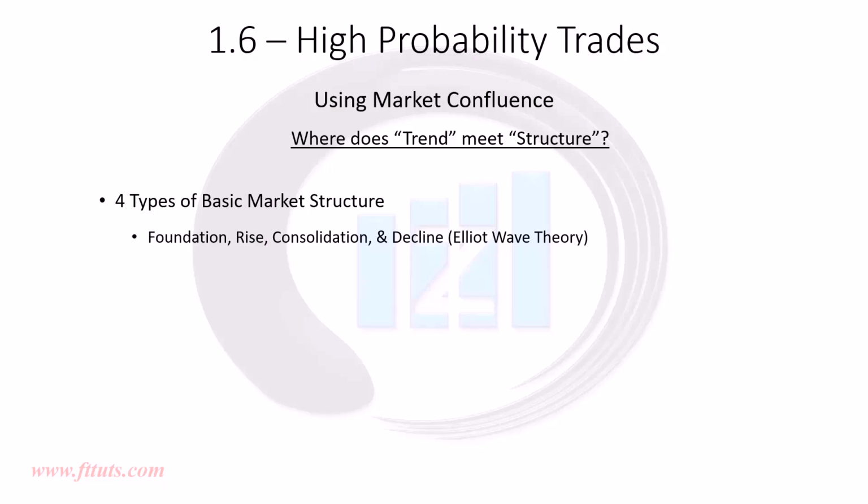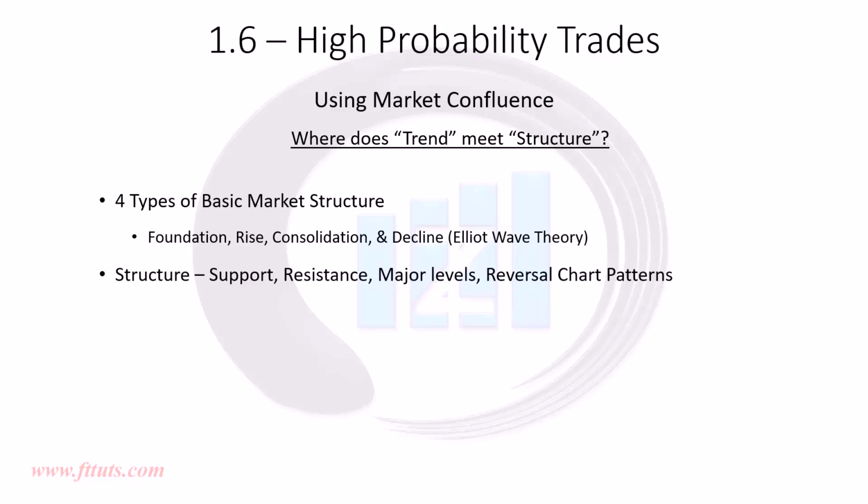We have our 4 basic types of market structure. You have your level 1, which is your foundation. We'll talk about an uptrend with your 5 impulse waves and then your 3 retracement waves. Then you have rise, consolidation, and decline. I'll go over that a little more in a second. Then you have your structure as far as support and resistance. When we talk about basic market structure when it comes to movement, we're talking about the Elliott Wave theory. But when we talk about market structure, and don't get those 2 confused, when it refers to price, we're talking about our support and resistance, our major levels and our reversal chart patterns.